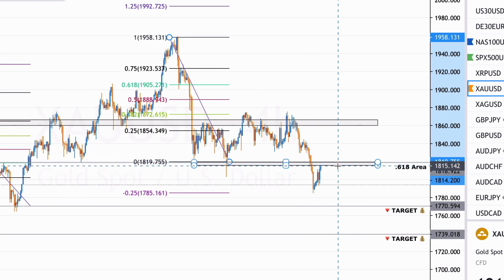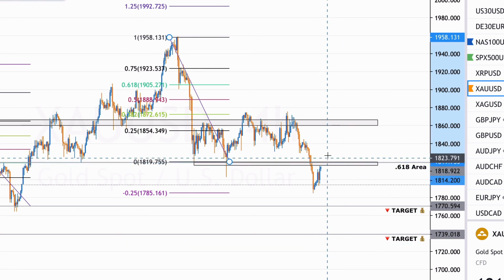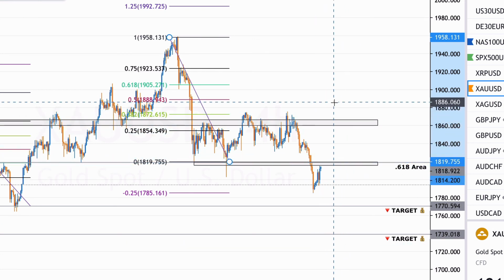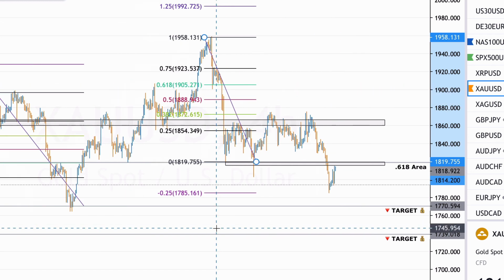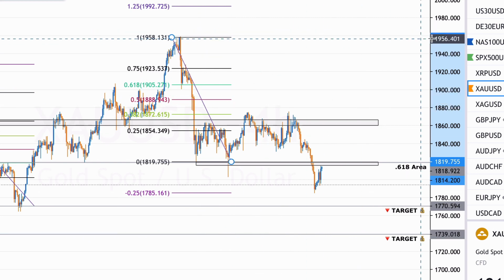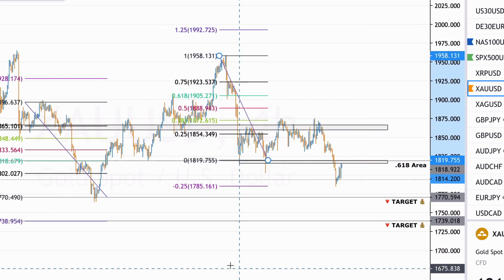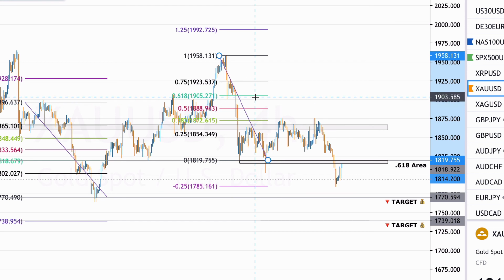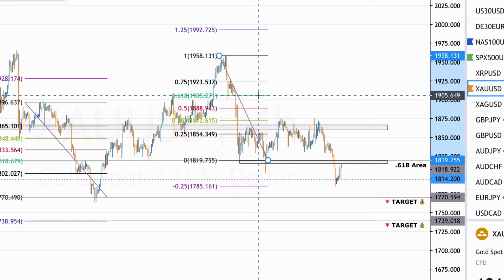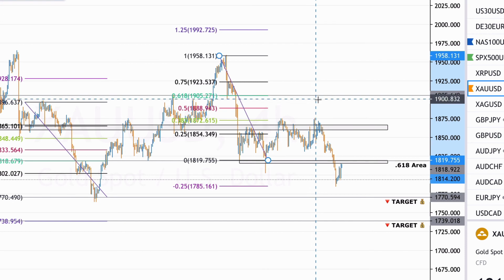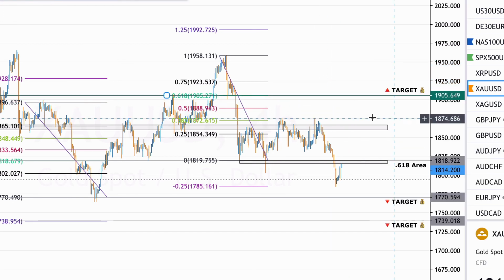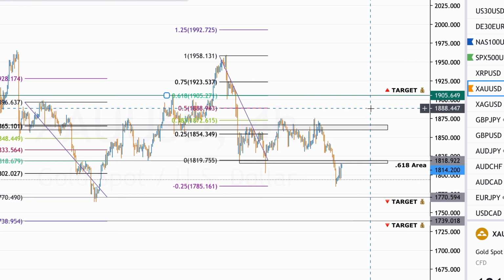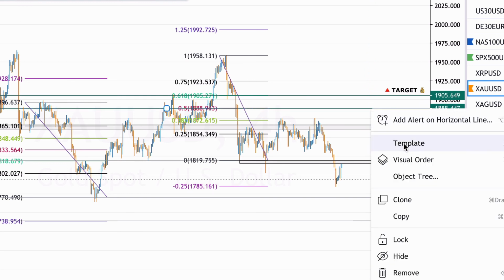If it doesn't break here, we'll sell it back down. If it breaks, we're going to come all the way up here. Target at the 618. I'm going to leave all of this on here for you to study. You don't have to trade it. I just want you to study it. I'll put a line here as a target, and a line at this. All I'm doing is hitting Fibonacci levels.